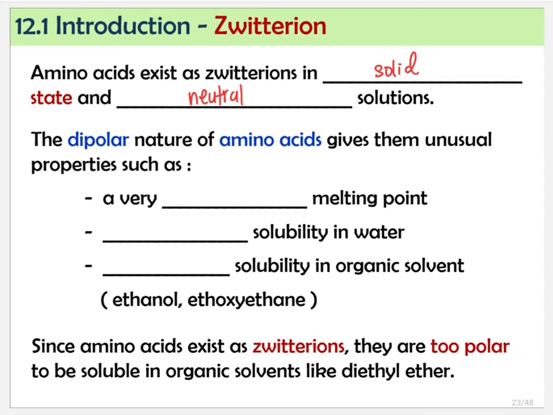So the dipolar nature of amino acids give them unusual properties such as a very high melting point and a very high solubility in water but low solubility in organic solvent. So kenapa boleh rendah? Solubility is very low in organic solvent. Since amino acid exists as Zwitterion, in solid state, there are two polar, because ada positif dengan negative charge dalam molekul yang sama. So that's two polar to be soluble in organic solvent like diethyl ether.